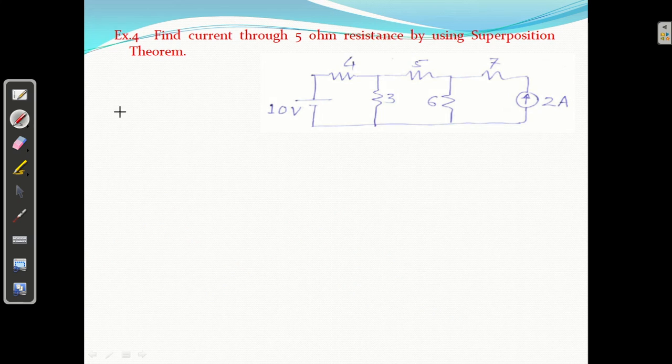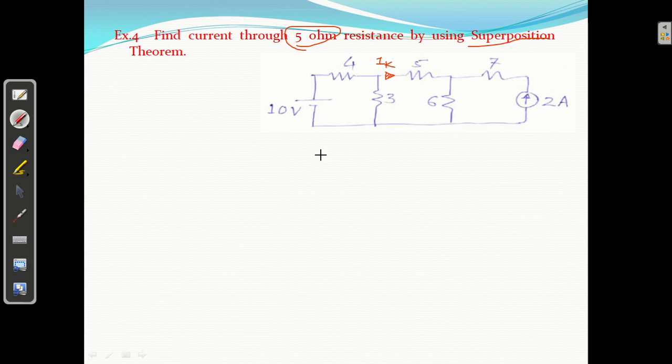Find the current through 5 ohm resistance by using superposition theorem. I am going to solve the problem by superposition theorem. Current through 5 ohm here. So let us take current through 5 ohm. I am taking, suppose I am taking current like this. Actual current I am remarking. When both the sources of energy are present, remark the actual current, let us say IK. Current through 5 ohm, right?